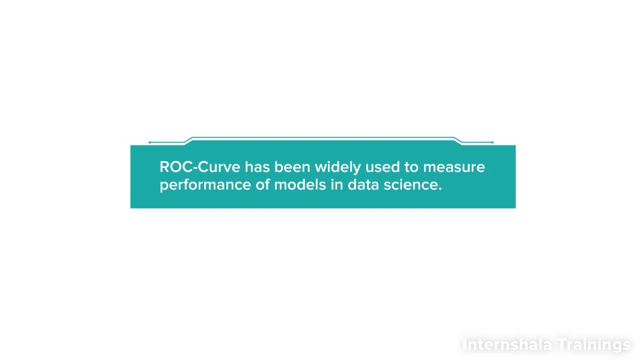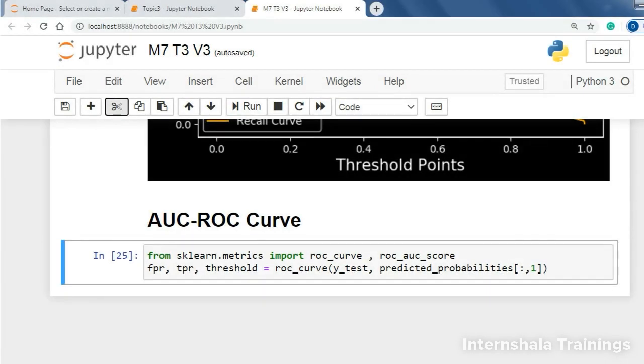As we have discussed in the previous topic, the ROC curve has been widely used to measure the performance of models in data science. Let's see how it is made. We will use the same dataset, churn prediction simple. Now, we will again import the roc_curve function from the sklearn metrics module. We call this function using the actual labels y_train and the predicted probabilities. Note that we are passing the probabilities of class 1.